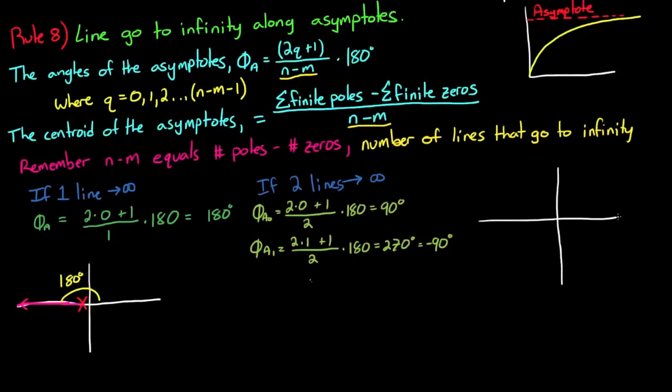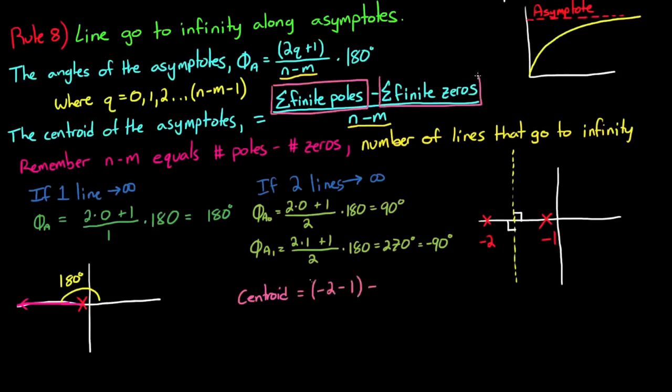But now you can use the centroid of the asymptotes to determine exactly where they go off to 90 degrees. So in this case, I only have two poles and no zeros. So the sum of the finite poles is minus 2 plus minus 1, which is equal to minus 3. And divide that by the number of lines going to infinity, which is 2, and you're left with minus 1.5, which is halfway between the two. And that makes perfect sense with only two poles.